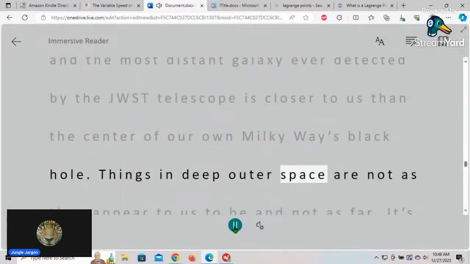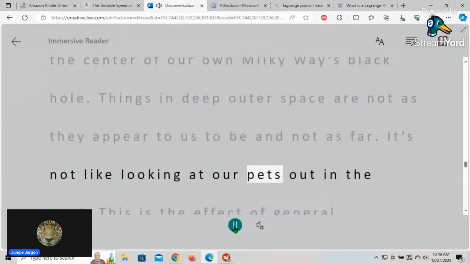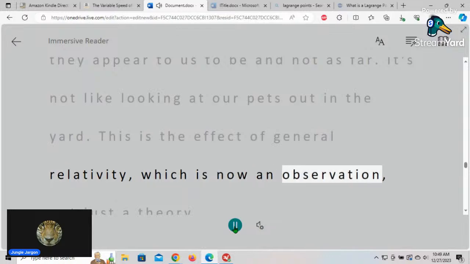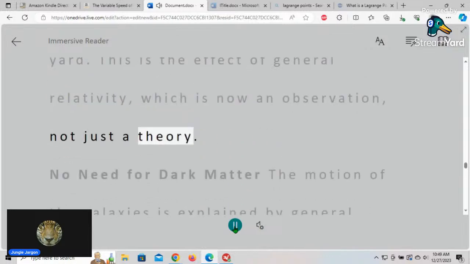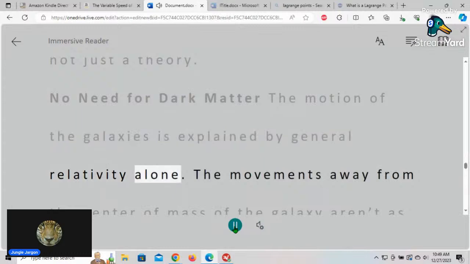Things in deep outer space are not as they appear to us to be, and not as far. It's not like looking at our pets out in the yard. This is the effect of general relativity, which is now an observation, not just a theory. No need for dark matter. The motion of the galaxies is explained by general relativity alone.